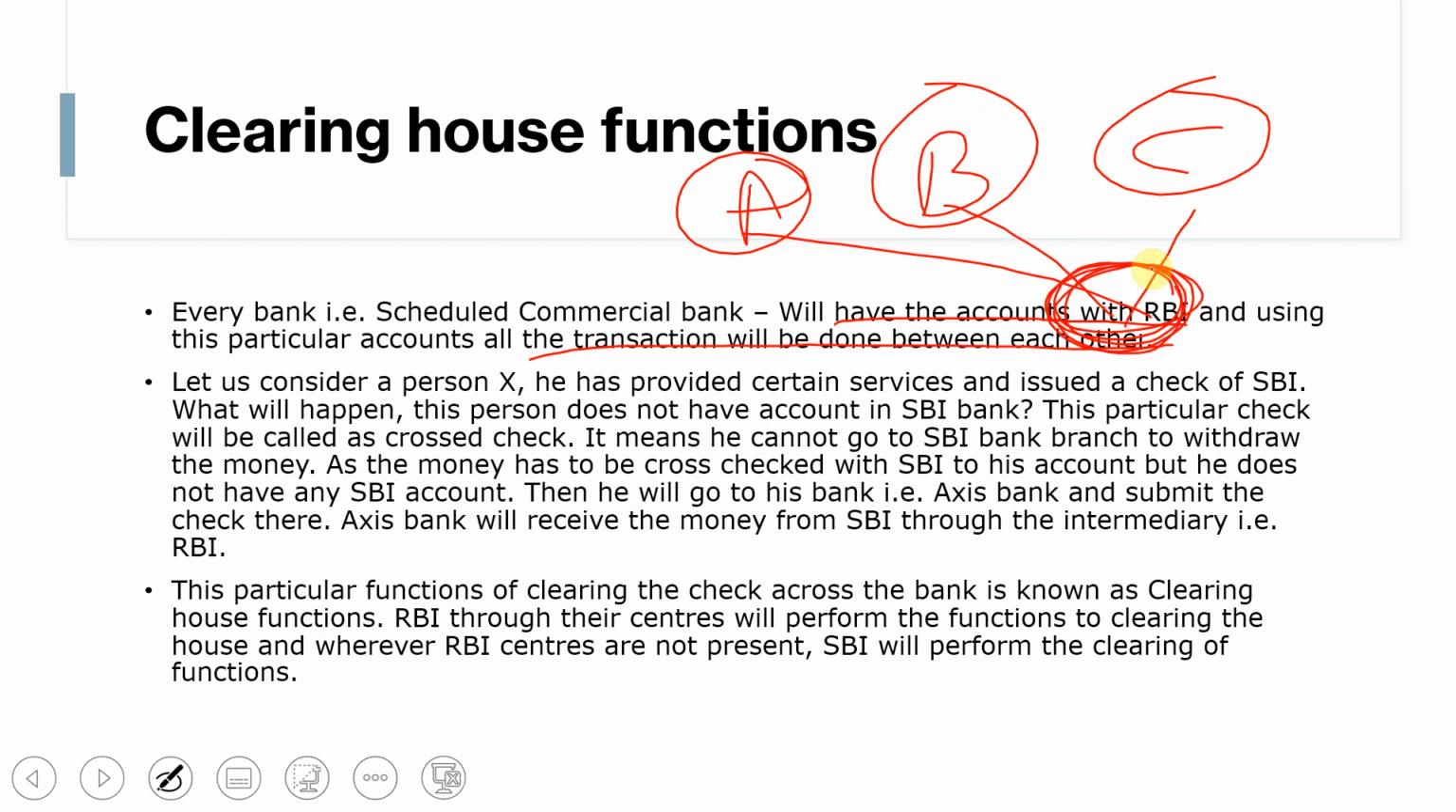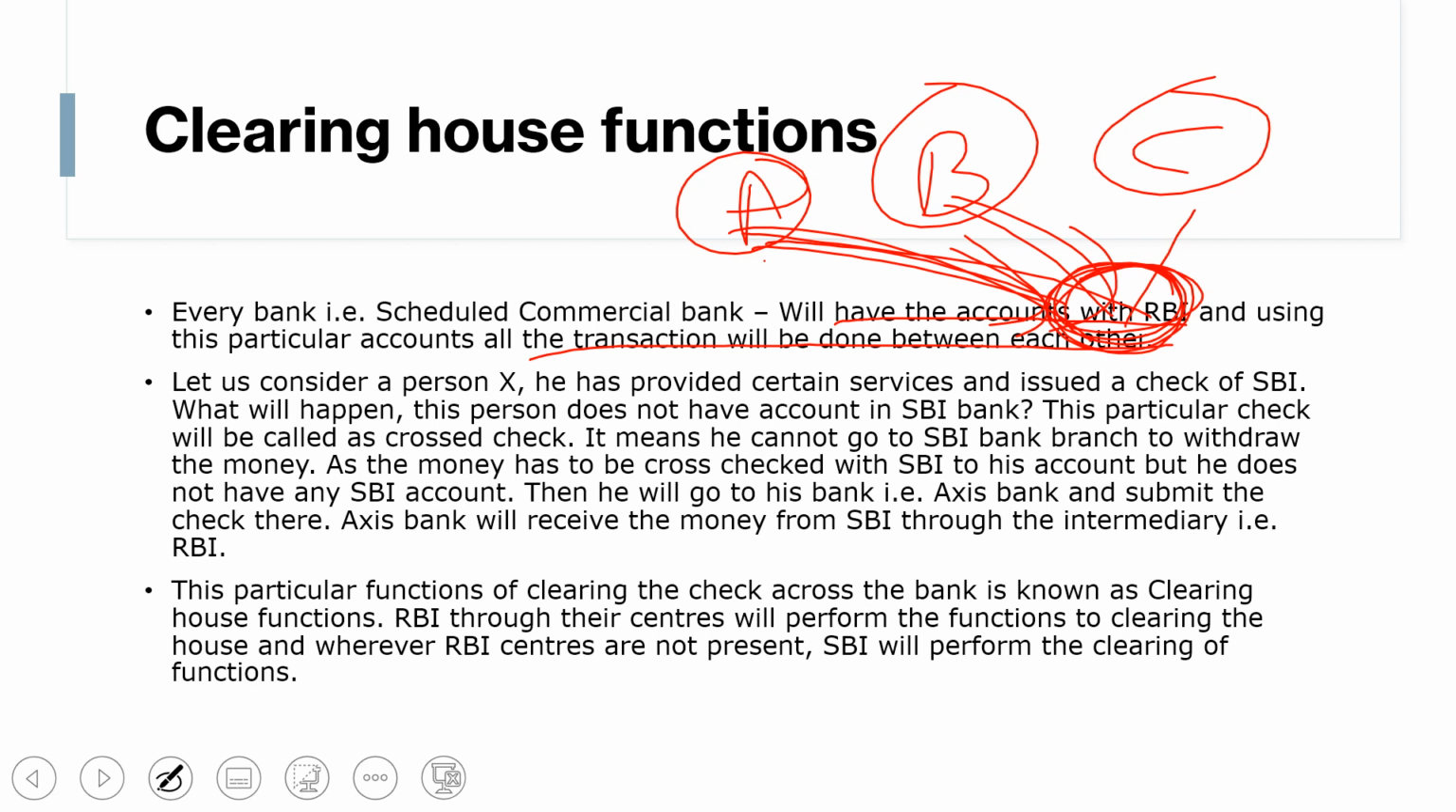Now the transaction, what will happen? This is a common point. Like if A wants money from B, the check is from B bank, and A is the other person. So they will take money from B, give money to the RBI, and A will take money from the RBI. That is the simple case, in layman's terms, how it works. Now using these particular accounts, all the transactions will be done to each other.